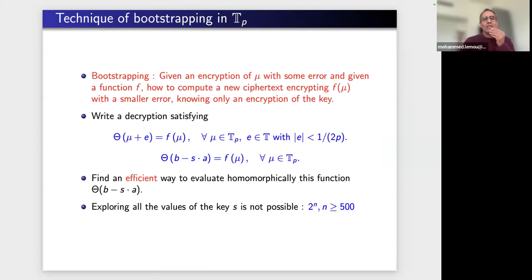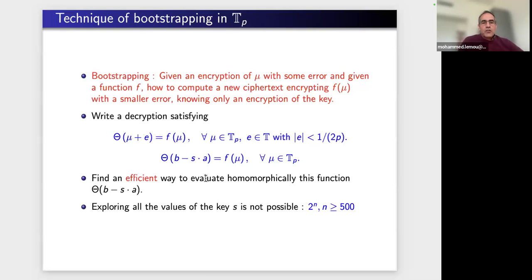The goal is how to formulate bootstrapping for a general cyclotomic polynomial. What is bootstrapping in general? If you have an encryption of a message mu with some error, and you have a given function f, how do you compute a new ciphertext encrypting f of mu with a smaller error, knowing only the encryption of the key? Of course, you don't know the key.